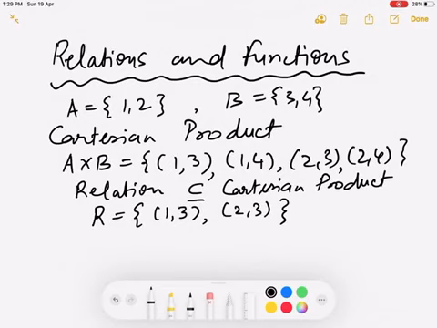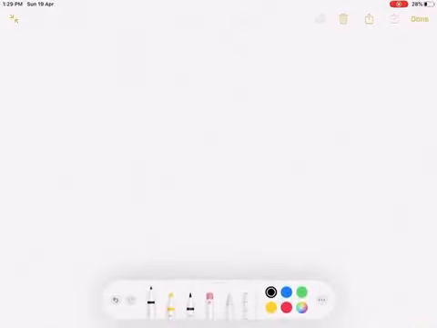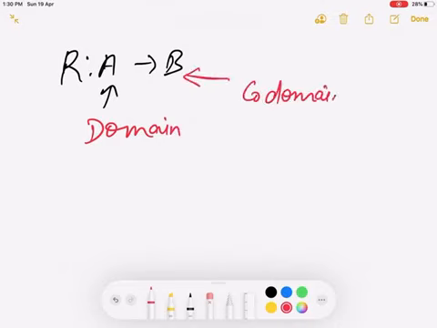We used to call it a relation from A to B. But as we know, when we were writing a relation R from A to B, we used to write it like that. Then A was known as the domain and B was known as the codomain. We had range also, about which I will talk later. But first we know that A is the domain and B is the codomain.